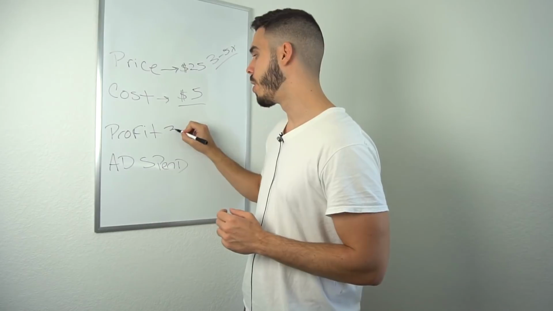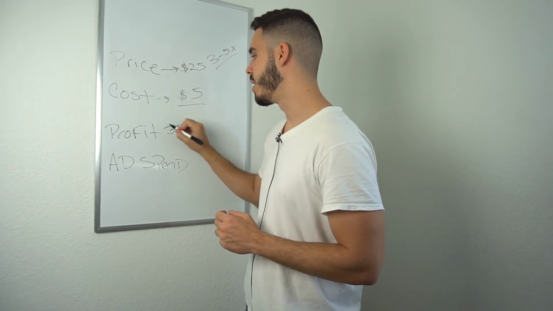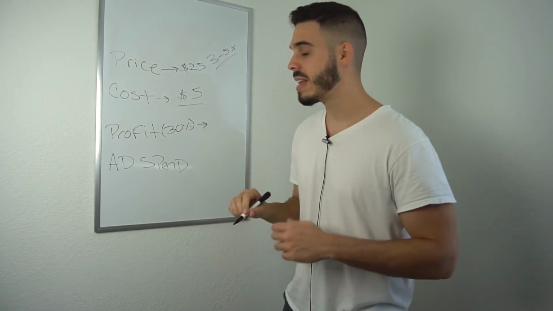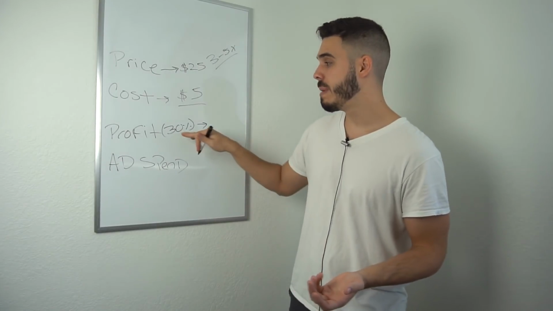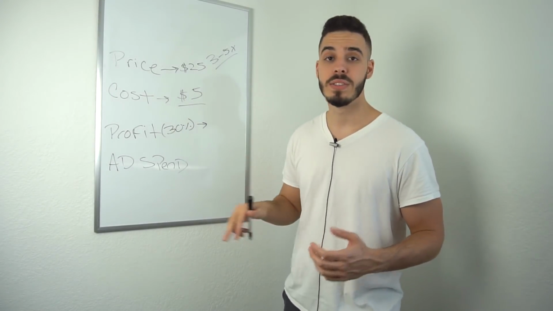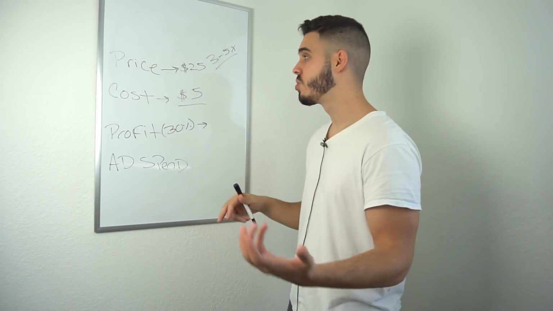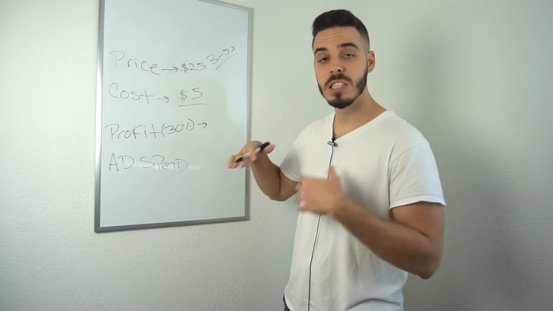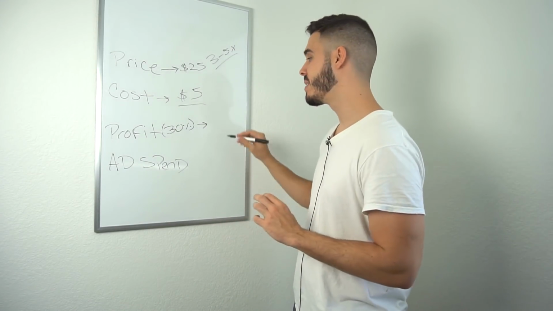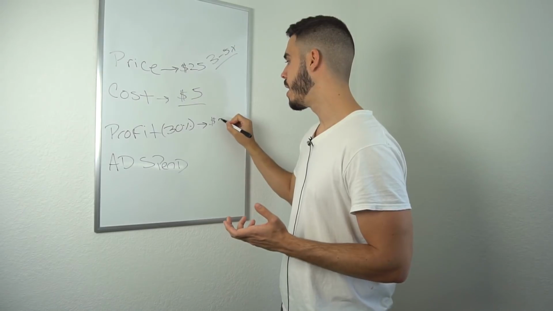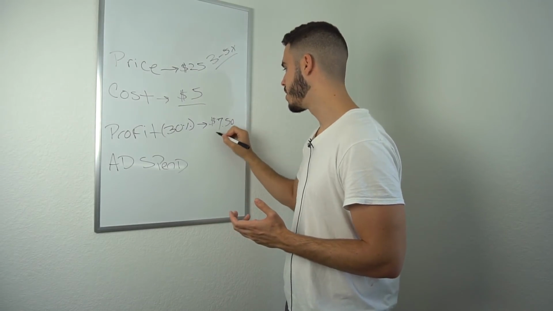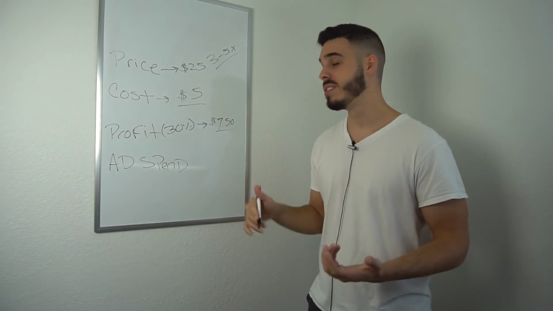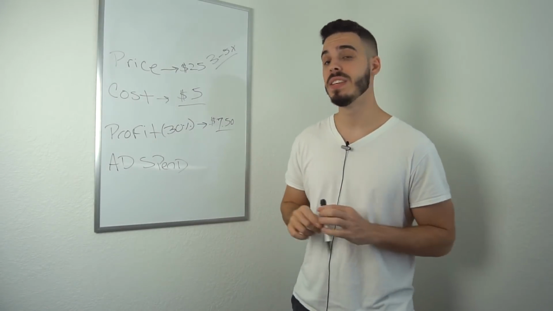You need to know a number that you're shooting for as far as profit. Now, what I like to shoot for is 30% to begin. So what this means is that my profit is going to be 30% of the price. So if the price of this product is $25, then my expected profit every time I make a sale is going to be $7.50. So every time I sell one of these, I want to make a $7.50 profit.